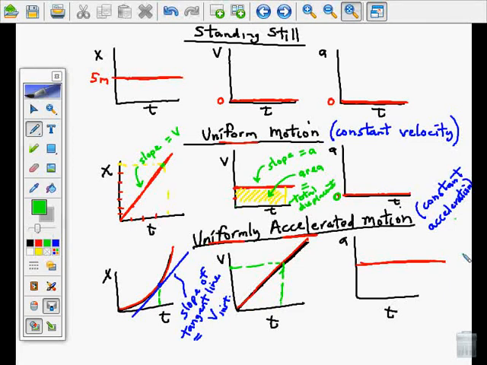So, fun facts to remember: the slope of the position time graph gives you the velocity. The slope of the velocity time graph gives you the acceleration. The area underneath the curve of the velocity time graph gives you the total displacement. Those are the 3 fun facts to remember.